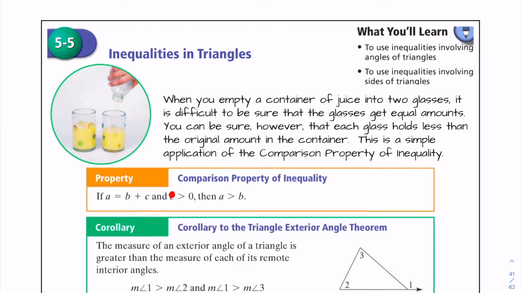Okay, so any amount that takes up C, so that 1 ounce, that means that B has to be 9. So A will always be the 10 ounces. So A is your 10 ounces. 10 ounces is equal to 9 and 1. So if C is 1, then B is 9, which means that 10 is always greater than 9. So when you're taking that C amount away, B will always be lesser than A.